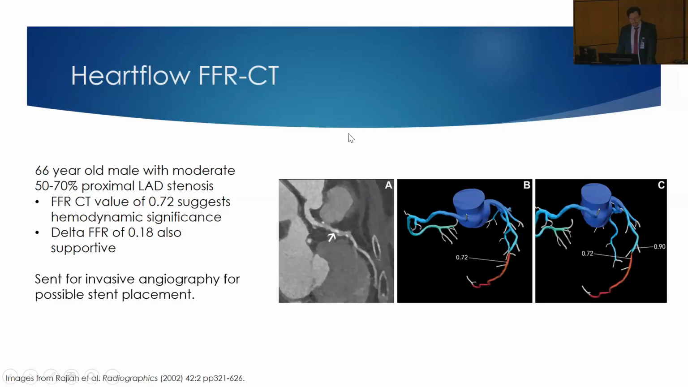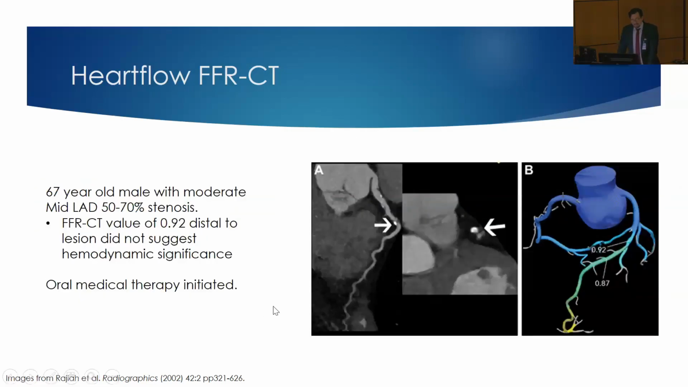Okay. Another example. This is kind of a similar scenario. A 67-year-old male with moderate mid-LAD, 50 to 70% stenosis. Looks scary on the CT scan. And then the cross-section here definitely looks kind of intermediate, calcified. But you send it for FFR CT, and it's 0.92. And that suggests that it's not hemodynamically significant. So you just intensify their statin and put them on an aspirin to prevent that from getting worse.